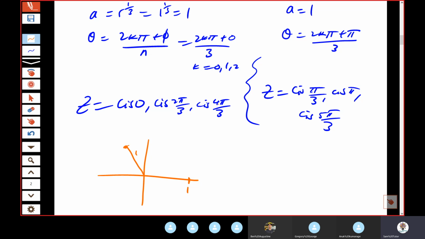Well, 4 times 180 is 720, on 3, what's that? 240. So that's somewhere here. This is 180, 270, so somewhere here. Really bad diagrams, but I think you guys get the idea. So this will be Z1, your first root, your second root, and your third root.